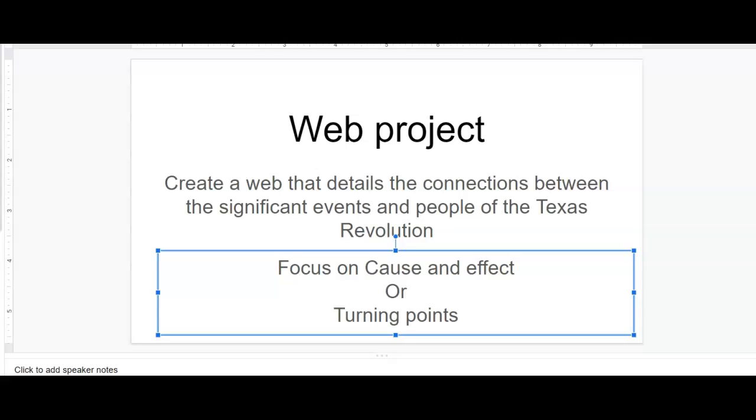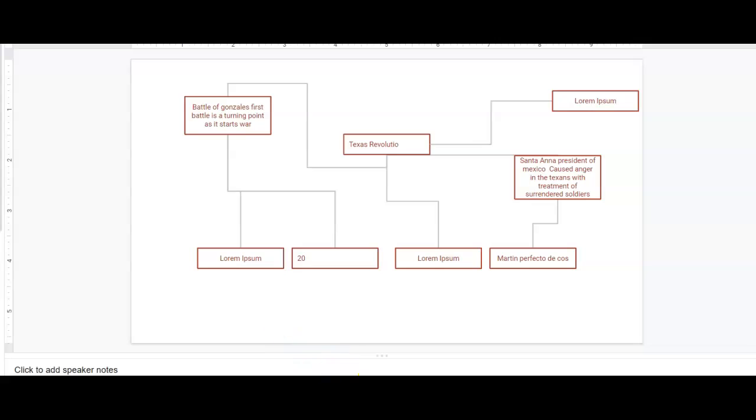Okay, so remember how we're doing this activity right here. You are creating your web. You go up to Insert and Insert Diagram. Remember that. You've got your Texas Revolution in the main box or bubble, depending on the shape of your diagram you insert. Then you're talking about the cause and effect. So when you say Battle of Gonzales, first battle, is a turning point as it starts the war, you're telling me what it is and why.